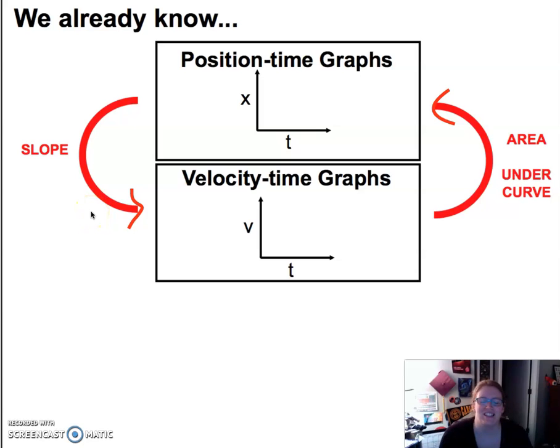Hello, IB Physics. Today we're going to be looking at some notes in your IB Physics binder. So you're going to want to find your IB Physics binder and find the Unit 3 tab and find 3.5. It's called Acceleration Time Graphs, another representation of motion.